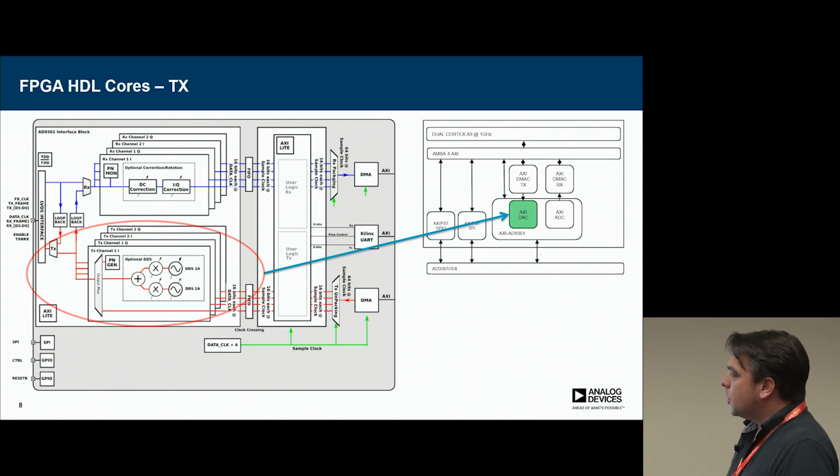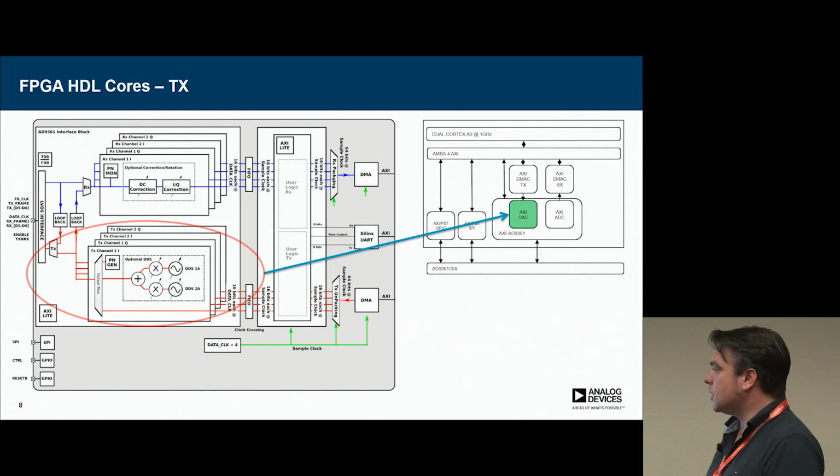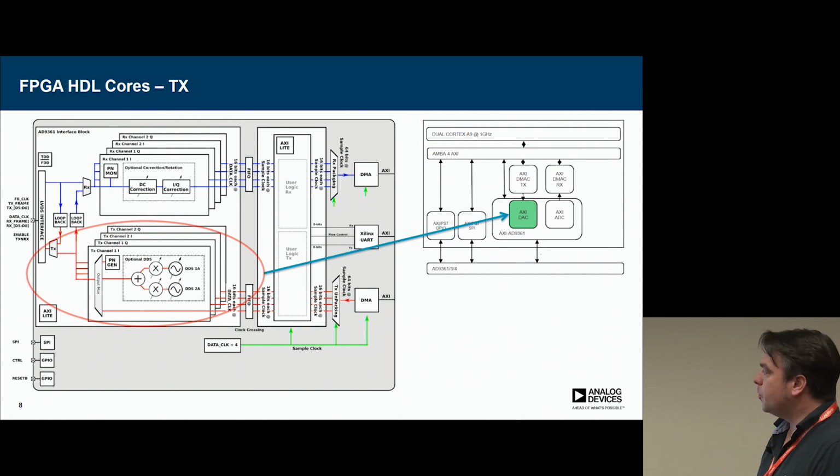There's a bit more to it. These cores do sign extension. On the TX side, there are some polyphase dual-tone DDS generators. It's easy if you just want to test something that comes out of the antenna: you can generate a tone, you can generate two tones, and just test the RF.